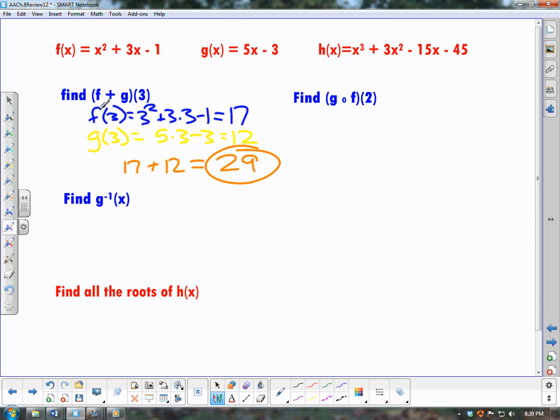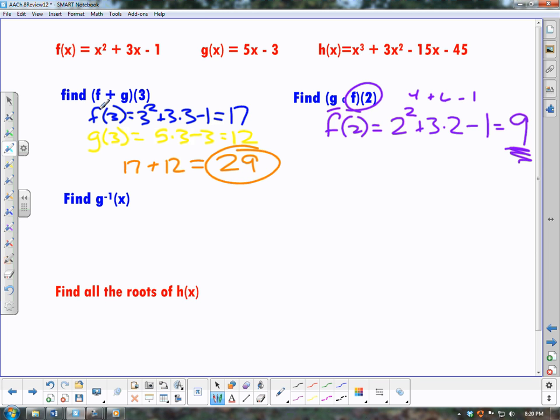Now this one over here, g composition f of 2. So first you have to figure out what f of 2 is equal to. And that would be 2 squared plus 3 times 2 minus 1. And let's see, that's 4 plus 6 minus 1, which is 9. And then you will take the 9 and substitute it into the g function. So then you will have g of 9 is equal to 5 times 9 minus 3, and 45 minus 3 is 42. And there's your answer.